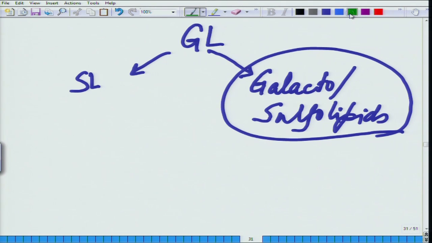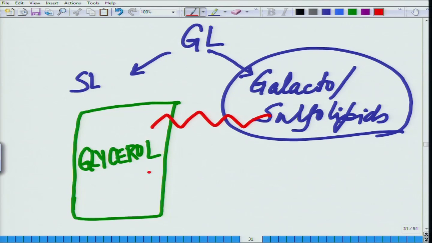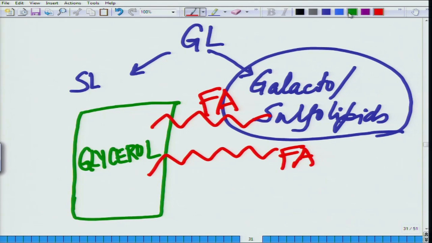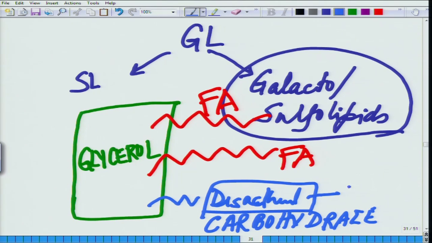So, this is how it looks like. Again, you do not have a sphingosine moiety here, you have a glycerol moiety. You have a glycerol out here, you have a fatty acid attached here, you have another fatty acid attached here, FA, the two fatty acids attached there. Then there is a modification here, you have a disaccharide or an oligosaccharide attached here, let me put it as carbohydrate here, and to that you have a sulfate moiety, SO4, attached there.